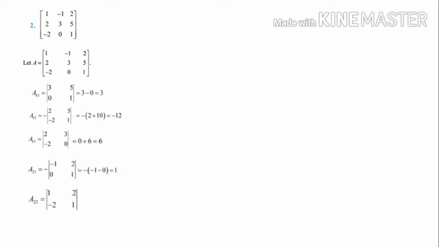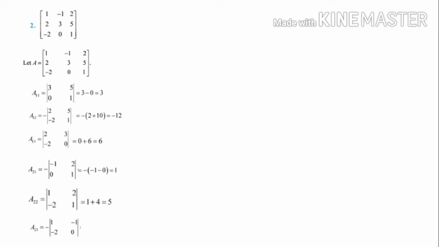Next is A22 element we have to take, that is 3. Row and column is gone, that is balance elements 1, 2, minus 2, 1. That is written here. Sign is positive because 2 plus 2 is 4, an even number. Calculate its value, that is 1 into 1 is 1, minus into minus plus 2 into 2 is 4. So 1 plus 4, that is equal to 5.